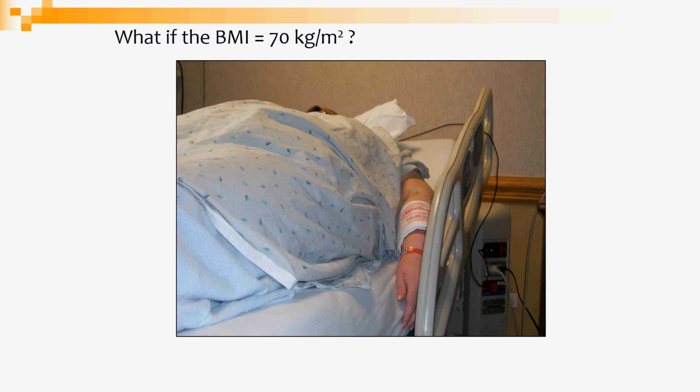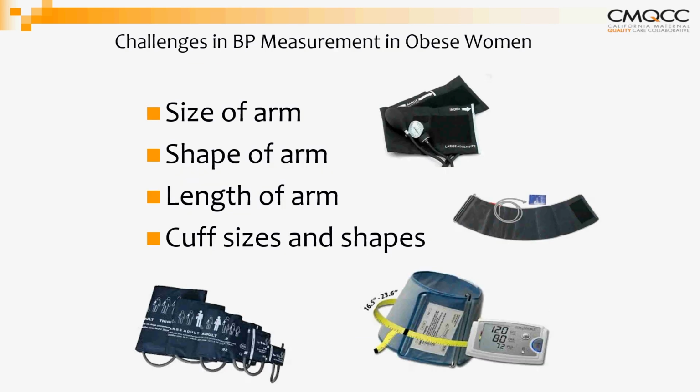So another thing that we have to think about is we're increasingly getting patients that have a high BMI, and so we've often got creative in our departments, perhaps because we don't have the correct size cuff. So what do we do when we've got patients who've got a BMI of 70 or more? Next slide, please.